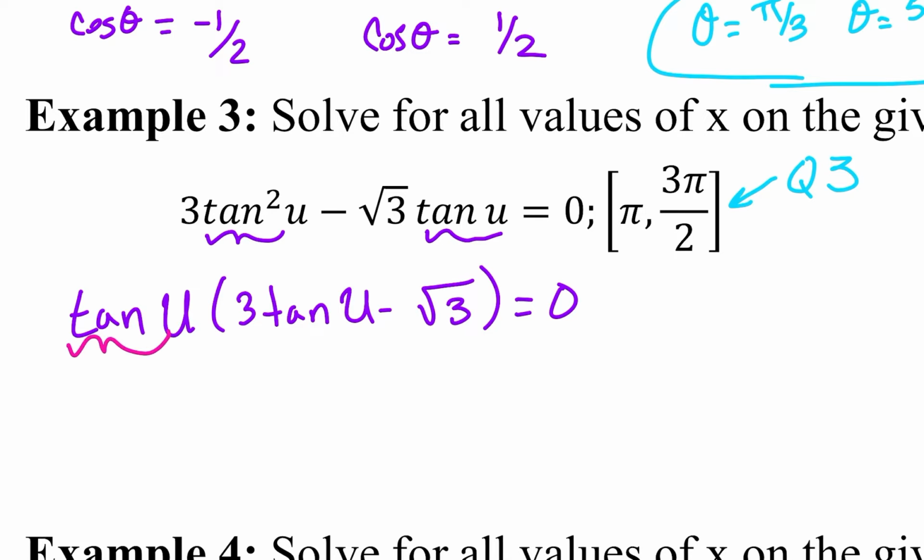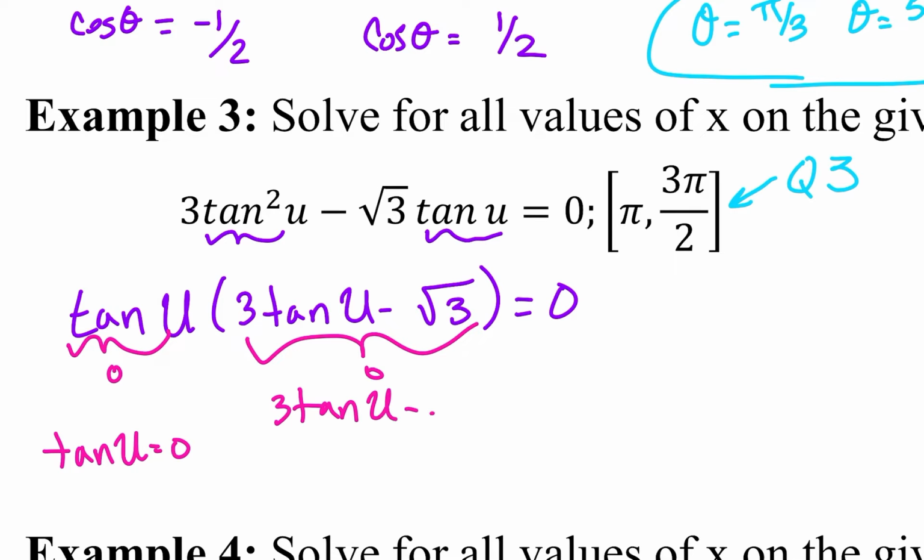So that means that either this or this has to equal 0. Each of them can equal 0. So either tangent of u equals 0 or 3 tangent of u minus the square root of 3 equals 0. The nice thing is the first one's already done, right? This one's already solved. Tangent u equals 0. So we just have to solve what u could be then.